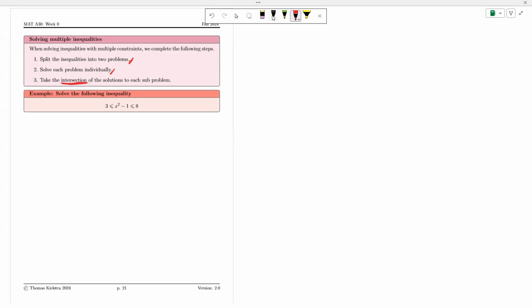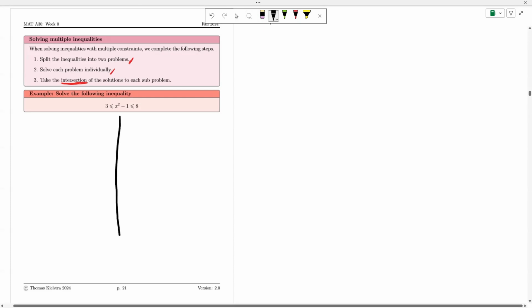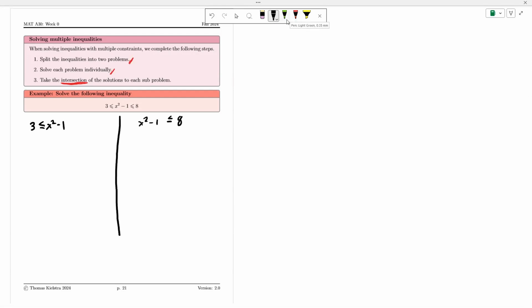So I'm going to draw a line down the middle to split it up into two problems. So I have 3 less than x squared minus 1, and x squared minus 1 is less than or equal to 8. And both of these problems I'm going to solve individually. Then, after I've done this, I'm going to intersect the two solutions.